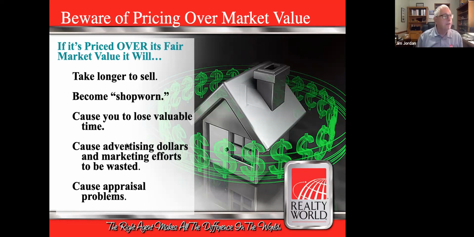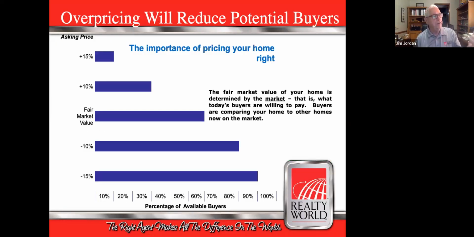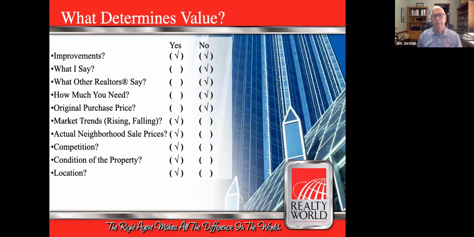So then you're going to go on. There's another graphic here that talks about the importance of pricing, and it shows the number of buyers available at different levels. At fair market value, you can see you probably have about 60 to 70% of the buyers. If you're overpriced by even 10%, you reduce that down to 30% of the available buyers interested in the property. So that's just a graphic that you can use, again, to show them the importance.